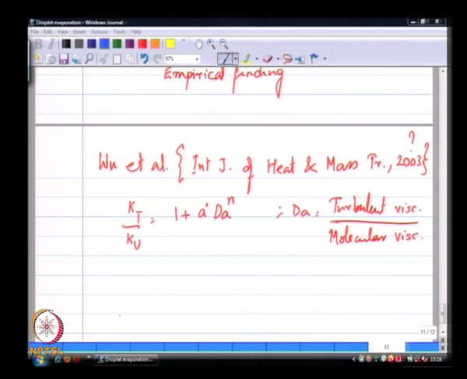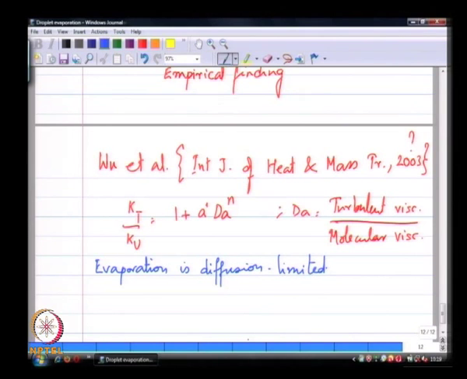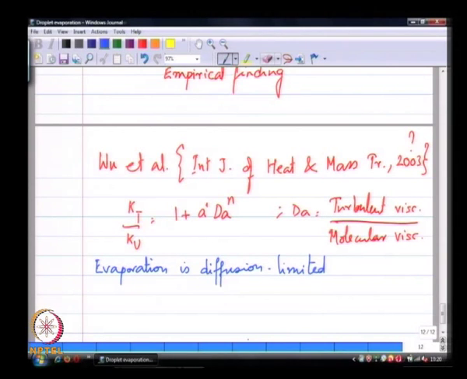Now, why am I talking of all these in the context of sprays, in the context of droplet evaporation? Primarily because evaporation is at the end of the day diffusion limited. The process of mass being moved away from a liquid vapor interface into the bulk ambient is purely by a diffusive process. And this diffusive process is accelerated if I have some kind of a turbulent fluctuation in the mean flow field. If I have a purely laminar flow past the drop, I am only going to have to rely on molecular diffusive processes.